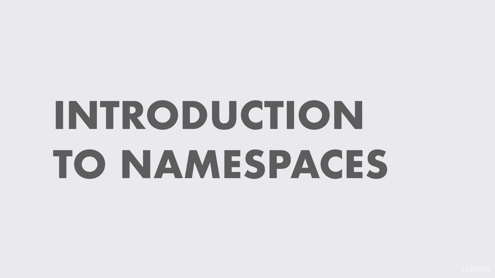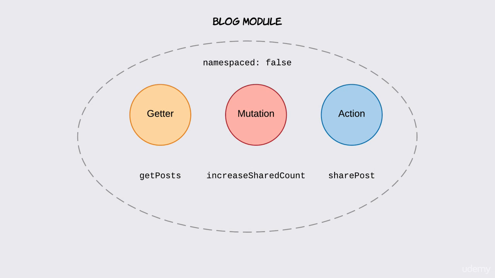We just looked at modules and how to implement them. Modules provide a powerful feature, being the ability to add namespacing. Earlier, you saw how getters, actions, and mutations are added to the global namespace by default. We didn't really dive deeper than that, but we're going to do that now because you're going to see how to work with namespaces. I have prepared a small illustration showing what we've done so far.